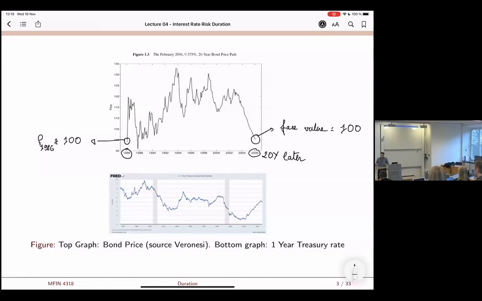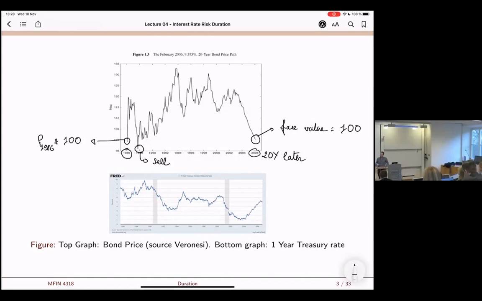So what should be really clear is that if you buy this bond in 1986 and you wait for 20 years, you're going to get the face value back, right? That's not the problem. If you can wait, you're going to get the face value back. The question is, what if you care about the price of this investment in the meantime? Now, suppose, for example, that I buy this bond in 1986. I think I'm going to hold it for 20 years, but I need to sell it at that date, right?